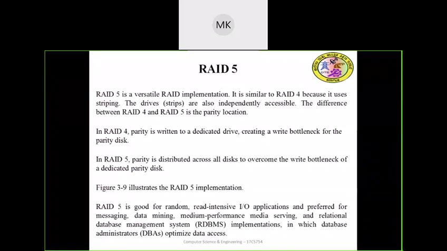RAID 5 is a versatile RAID implementation. It is similar to RAID 4 because it uses striping and the drives are also independently accessible. The difference between RAID 4 and RAID 5 is the parity location. In RAID 4, parity is written to a dedicated drive, creating a write bottleneck for the parity disk. In RAID 5, parity is distributed across all the disks to overcome the write bottleneck of a dedicated parity disk. Here is the RAID 5 implementation.